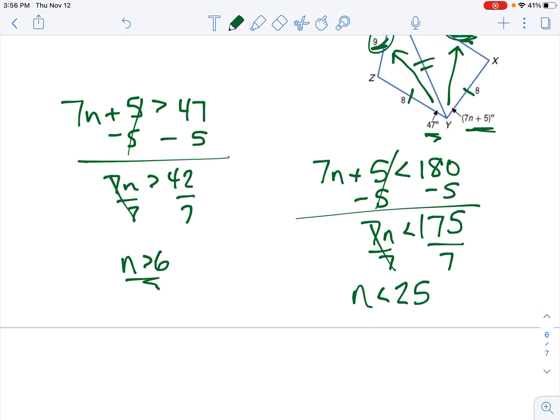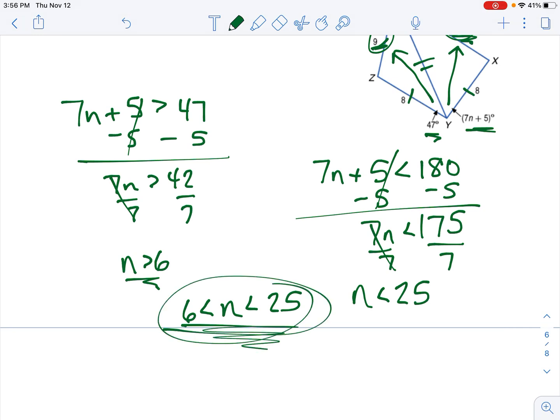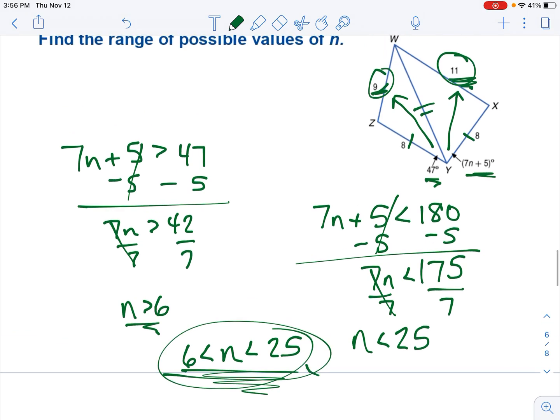So if we go ahead and write this out as a compound inequality, we have 6 is less than n is less than 25. So if we want to plug n in, those would be numbers that are possible solutions that would work for this problem.